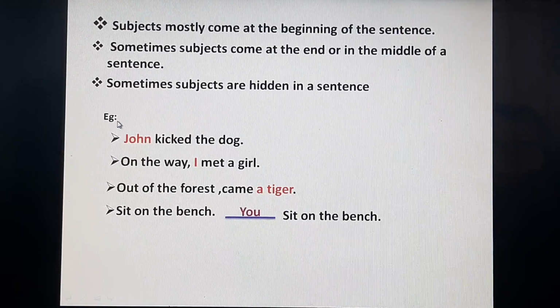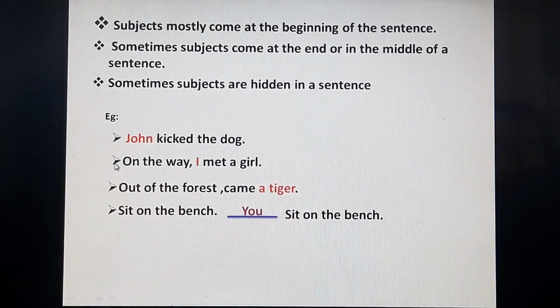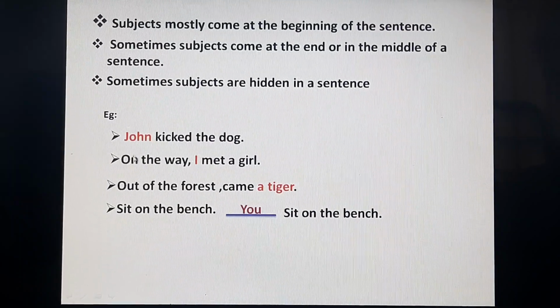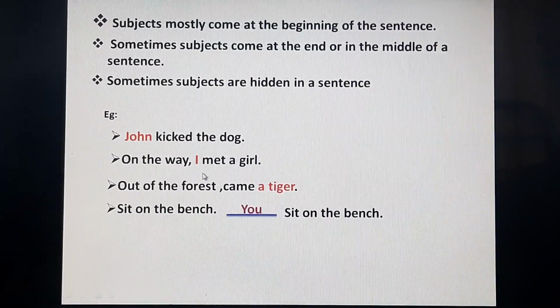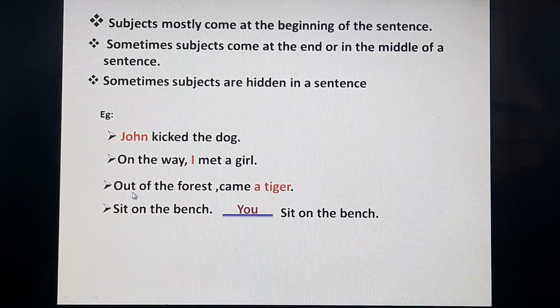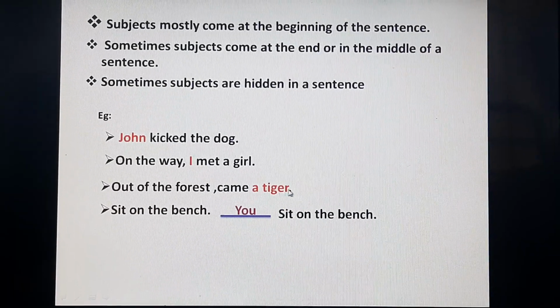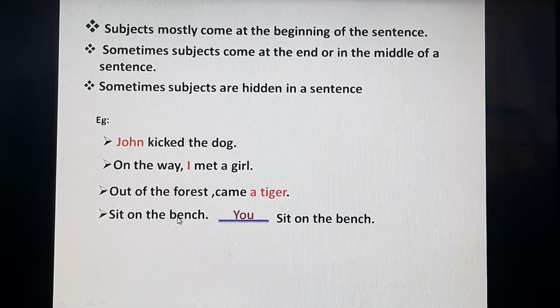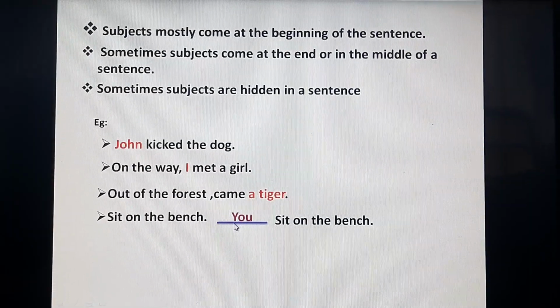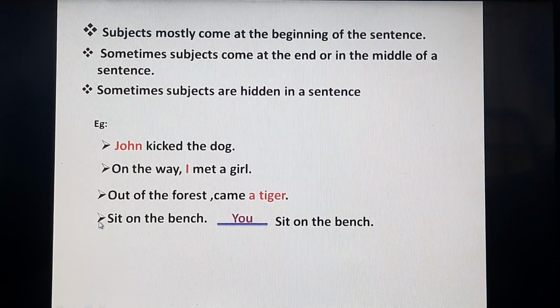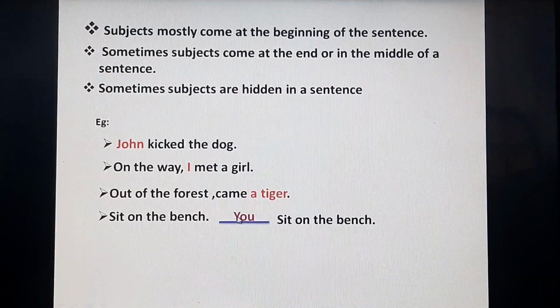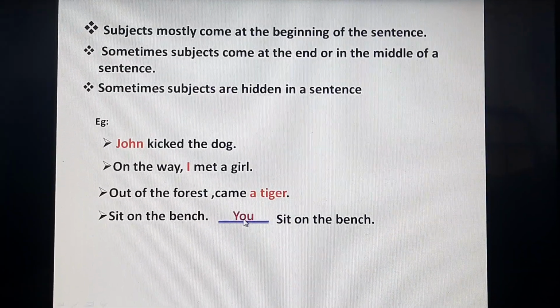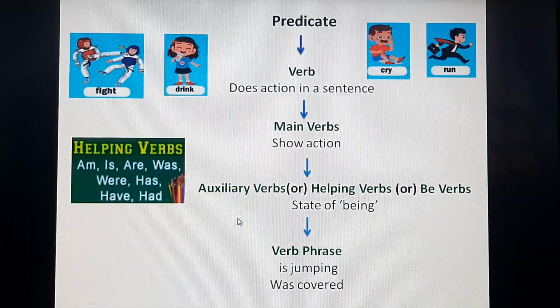We have examples. Here, John kicked the dog: the subject is at the beginning of the sentence. On the way, I met a girl: the subject is in the middle of the sentence. Out of the forest came a tiger: the subject is at the end of a sentence. Sit on the bench. It means you sit on the bench. The subject is hidden and you have to use the pronoun you in this case. Now let's see about predicates.